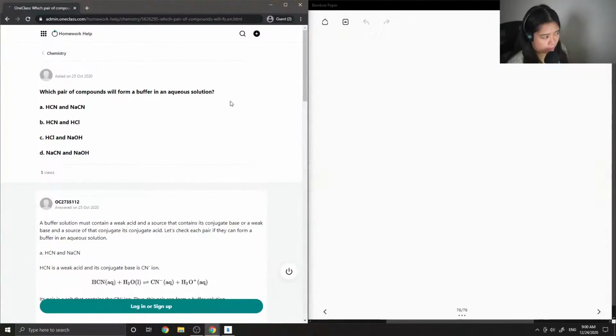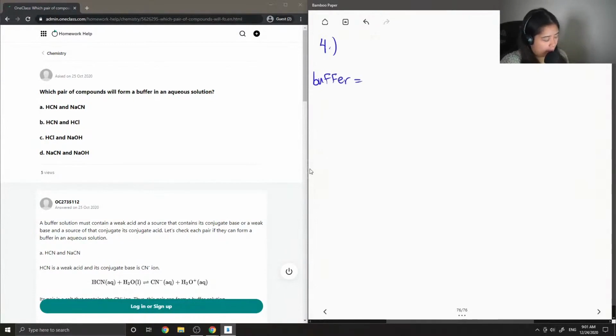Okay, so question four asks, which pair of compounds will form a buffer in an aqueous solution? Okay, so first I'll just write down the definition of what a buffer is.